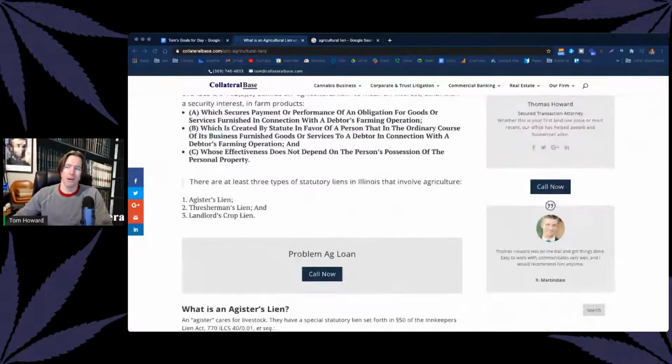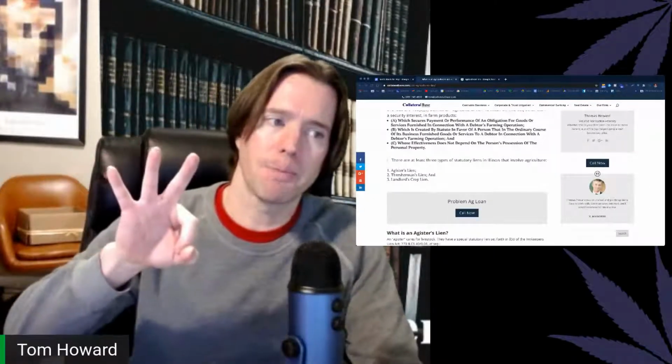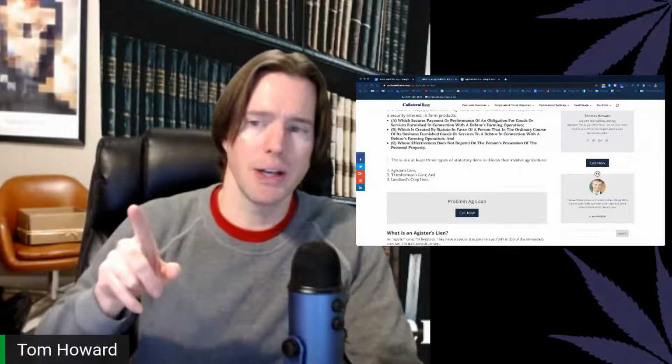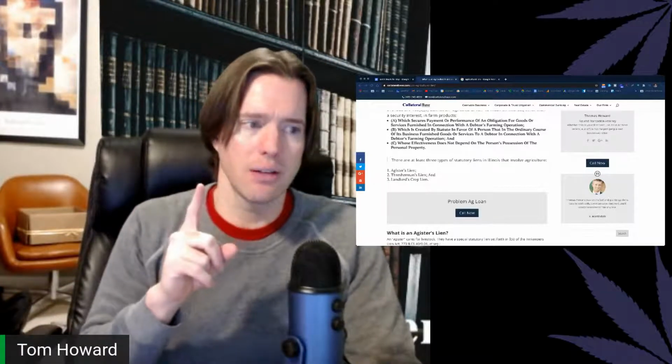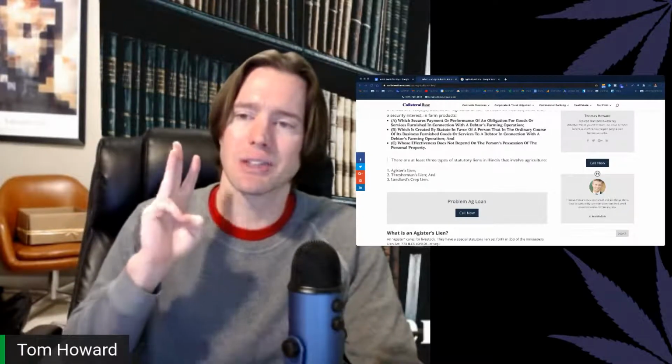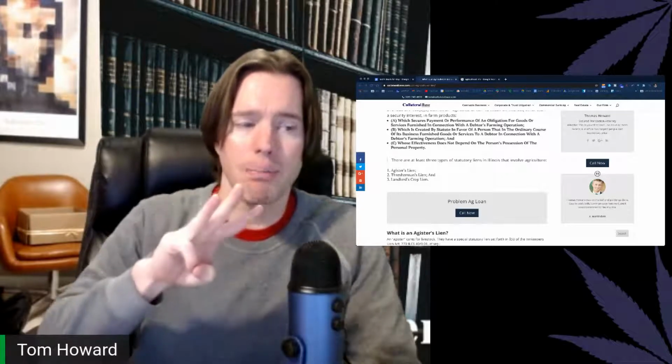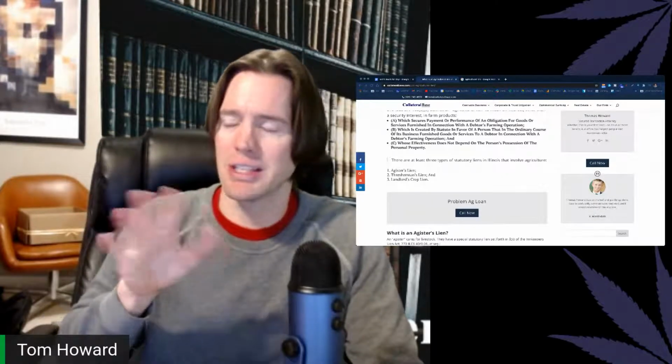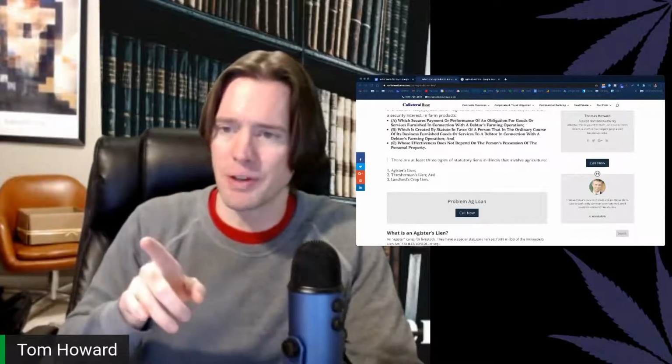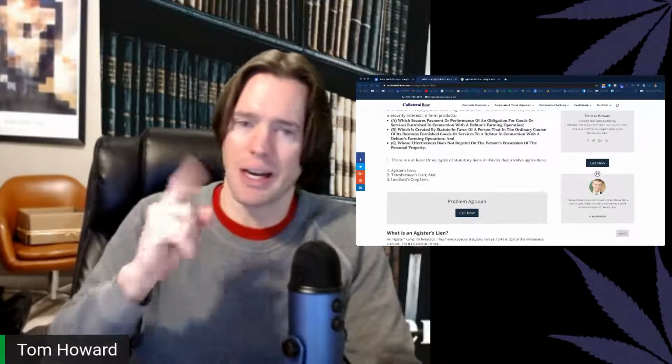And again, there are at least 3 types of agricultural liens that are statutory. There is the adjuster's lien, there is the thresherman's lien, and then there is the landlord's lien. The crop lien for the landlords is the easiest to understand. The crops are in the field. You haven't paid the landlord. You've got a lien on the crops.